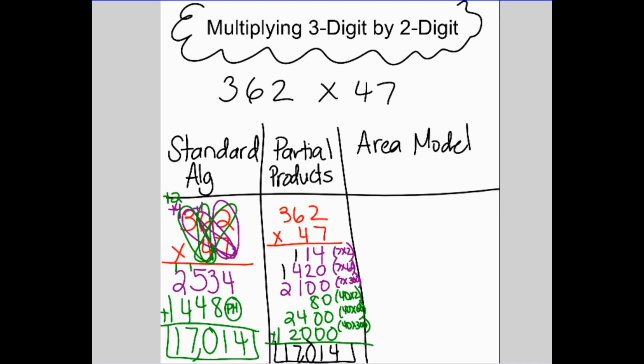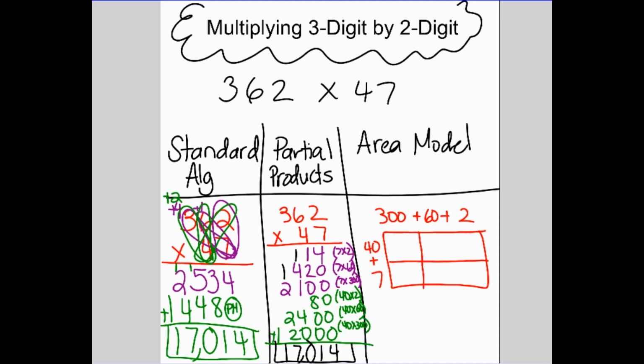And then lastly, we're going to do our area model. Remember, that's Miss Choice's favorite. So we break apart our 362. So 300 plus 60 plus 2. And then I'm multiplying it by 40 plus 7. And again, I break up my boxes. So you see how this time we have 6 boxes because I had my 2 plus signs for the 362 and then my 1 plus sign going across for the 40 plus 7. So that's how we know how many boxes we're going to have.